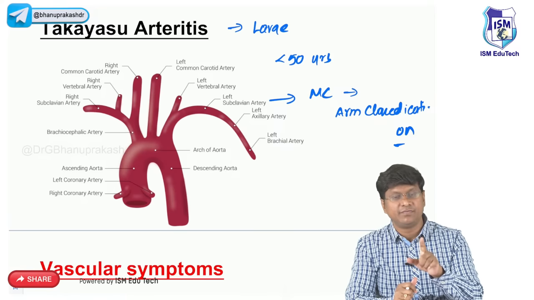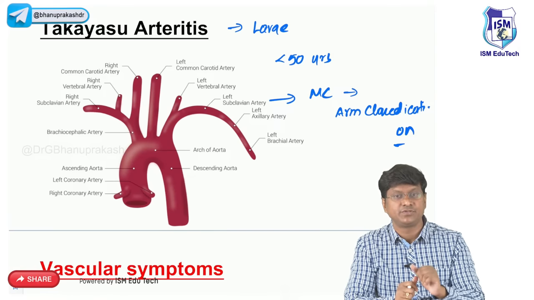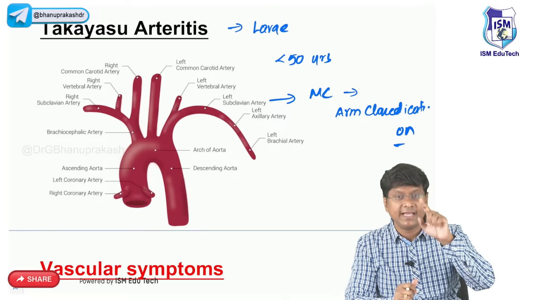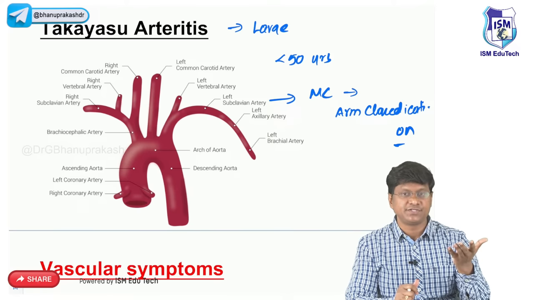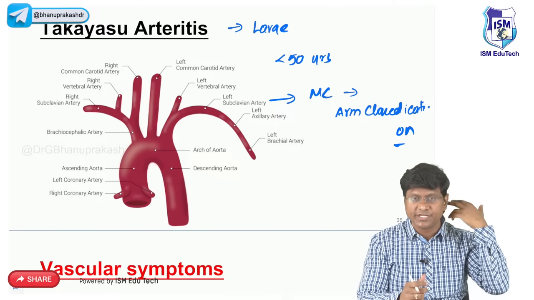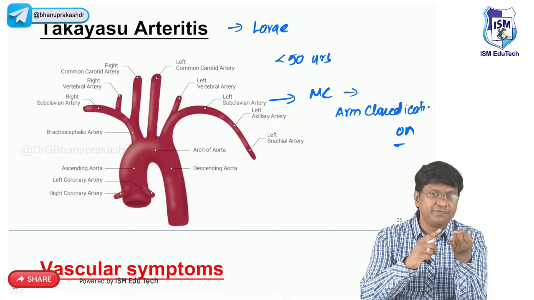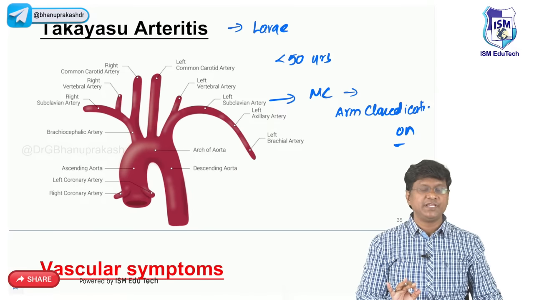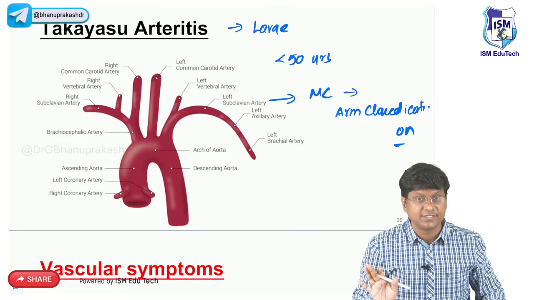And vertebral vessels are also affected, and thereby the individual will have posterior circulation manifestations, because the vertebral vessels are the ones which supply the posterior circulation, so visual changes can be there, as well as dizziness. But the most common vessel which is affected is the left subclavian artery in case of Takayasu.